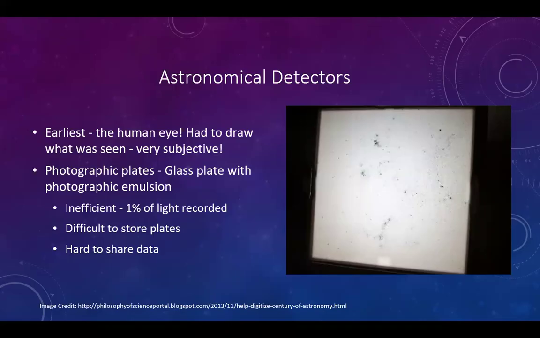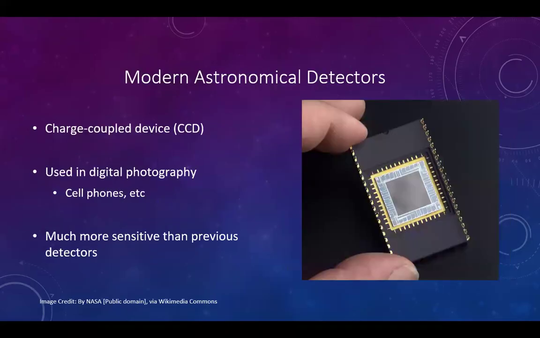But in the modern day, the big advantage of photographic plates is they stick around, but they're awkward because they're glass plates, so they're hard to move around. And in the modern day, we use digital detectors. These are called charged coupled devices. You probably have one in your pocket. Same thing is used in the camera in your cell phone. It's used in digital photography, in cell phones, and lots of other things.